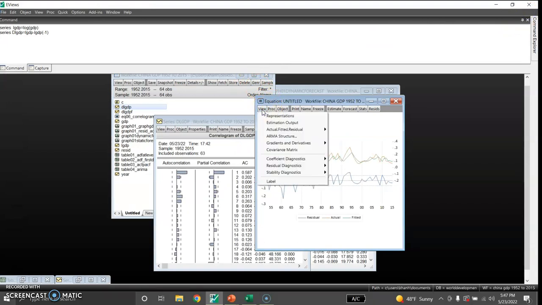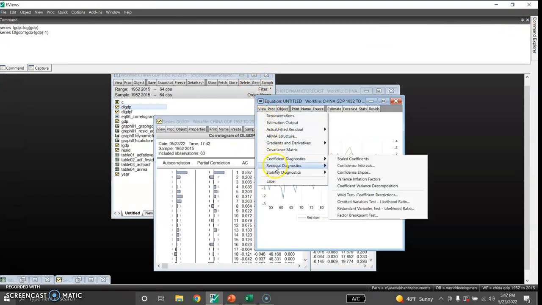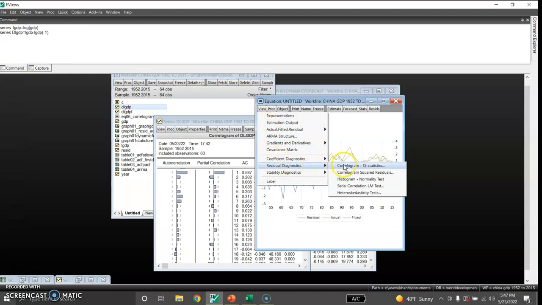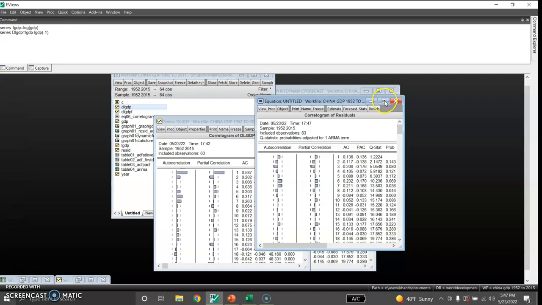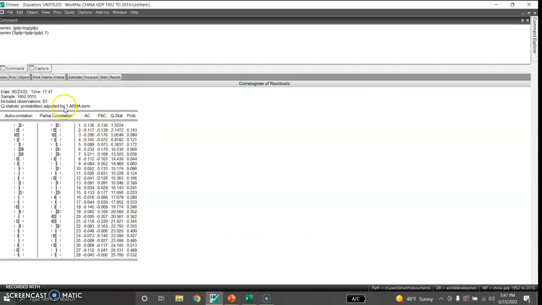So let me go to the diagnostics, and I can show you the correlogram of this series, and here are the correlograms of this series. Now these are the autocorrelation coefficients, these are the partial autocorrelation coefficients, and these are the Q statistics, and here we have the probability values of this.